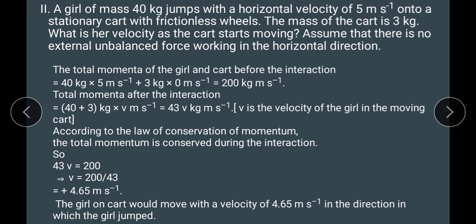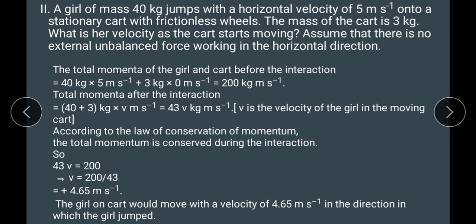Then we come to another problem which states that a girl of mass 40 kg jumps with a horizontal velocity of 5 meter per second onto a stationary cart with frictionless wheels. The mass of the cart is 3 kg. What is her velocity as the cart starts moving? Assume that there is no external unbalanced force working in the horizontal direction.